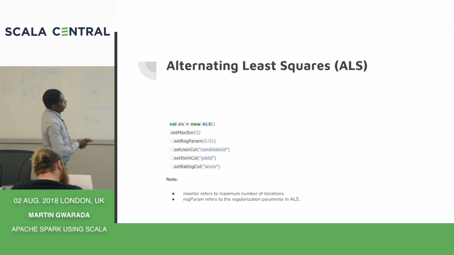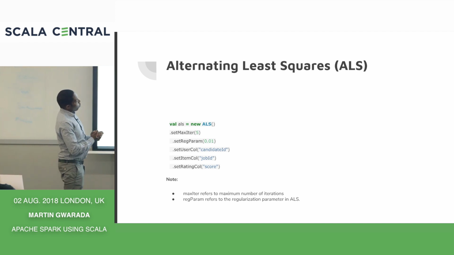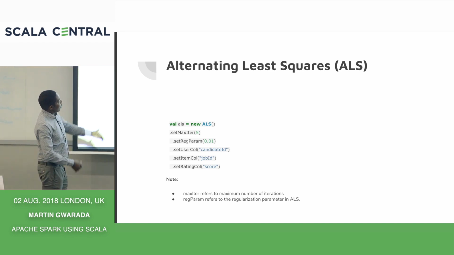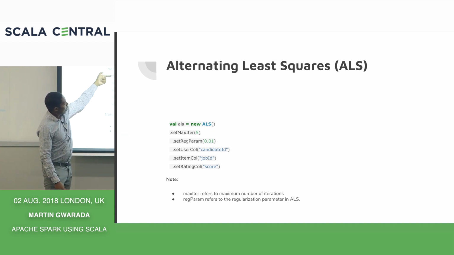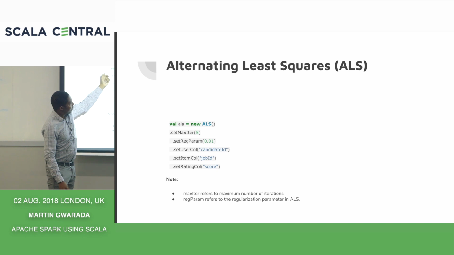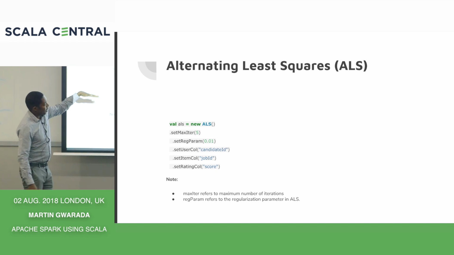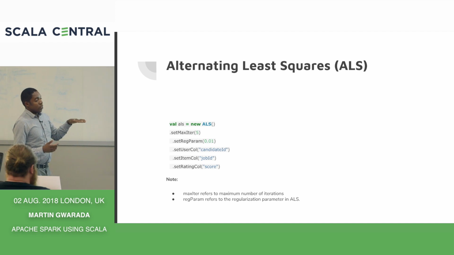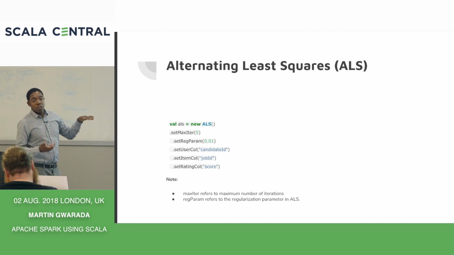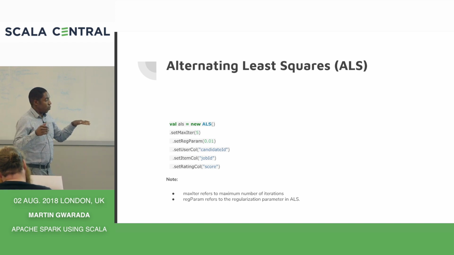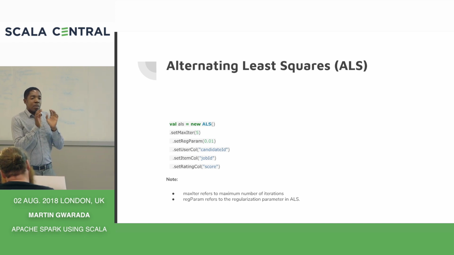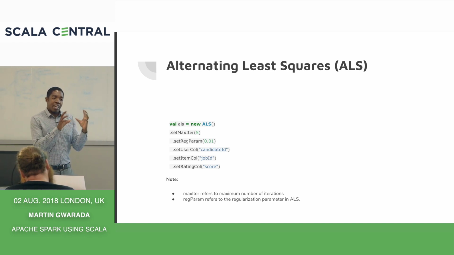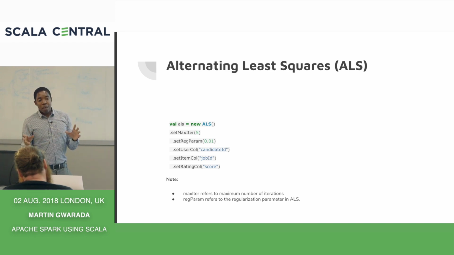So this is the formula for alternating least squares. In actual fact, you put in your iterations, the maximum number of iterations. Regularization parameterization is to ensure that your data is not overfitting. What that means is, you don't want your data to be able to explain just one data set, so that if you move to a new data set, it won't be able to apply.